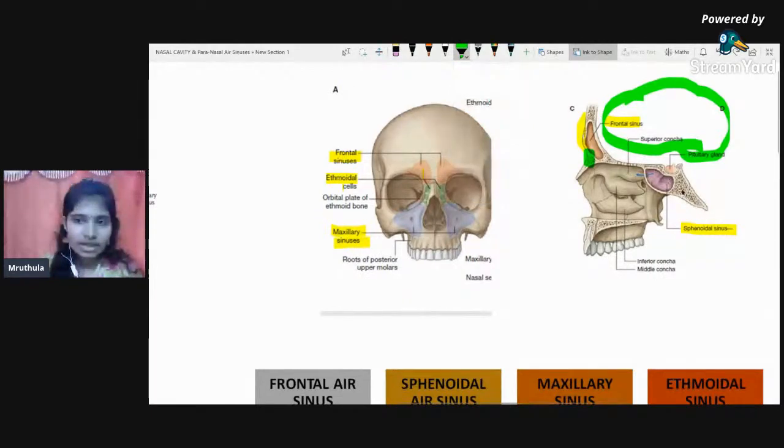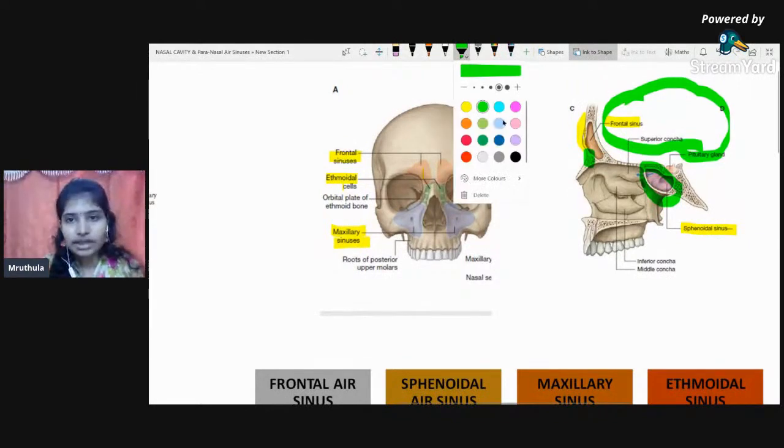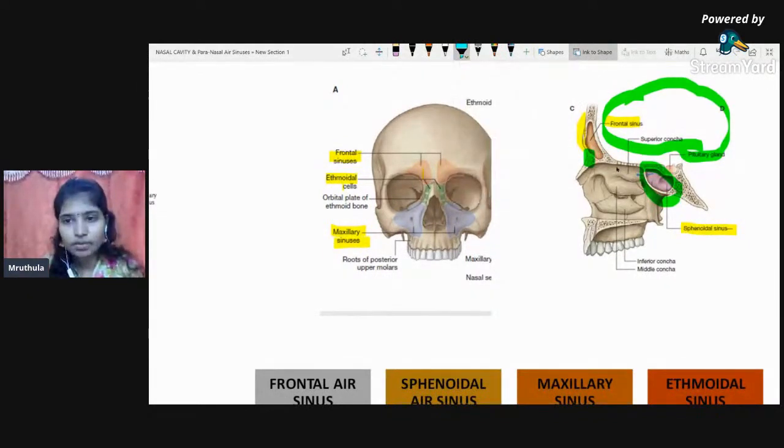Someone has said cribriform plate for the inferior relation. Actually, if you focus on the diagram, the cribriform plate is not immediately found below the frontal sinus. I'll just show that. I'm marking that in blue color. So this is the posterior aspect. It's not directly related with the frontal sinus. It's a part of the bone on the posterior aspect, not actually inferior. So it doesn't form the inferior relation.